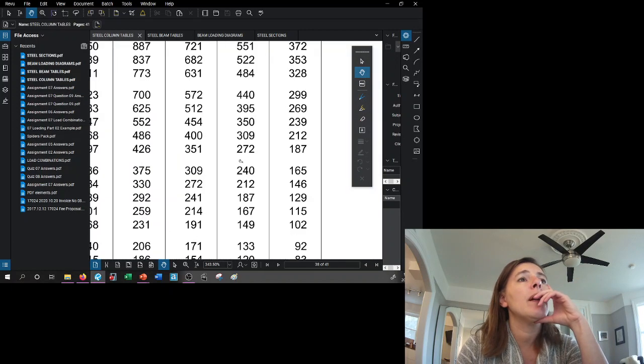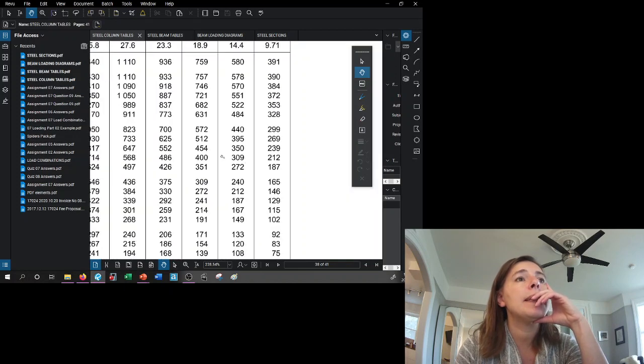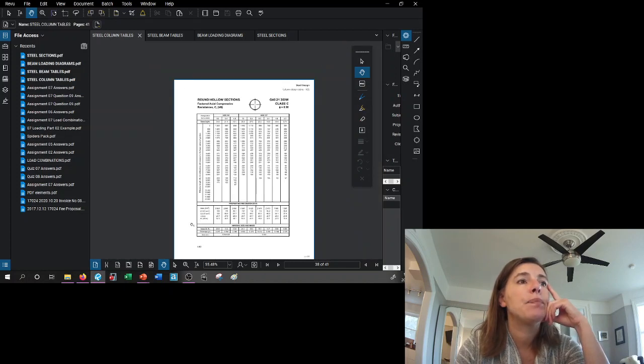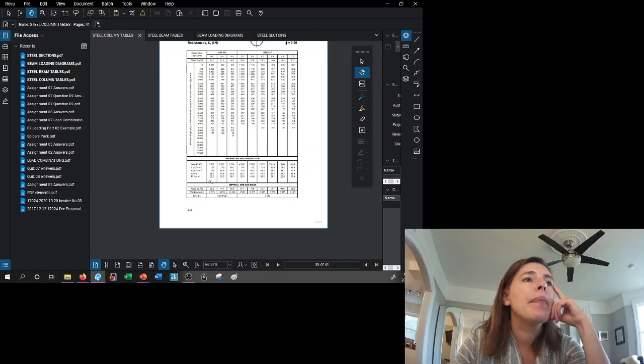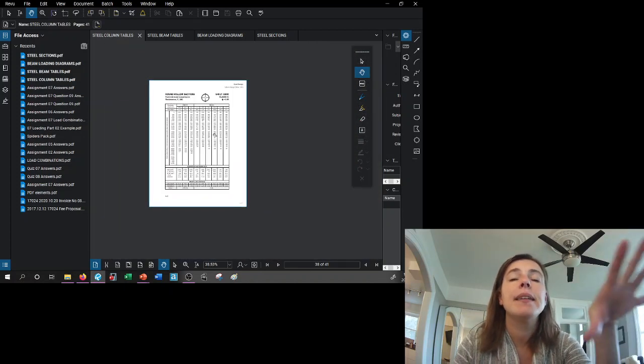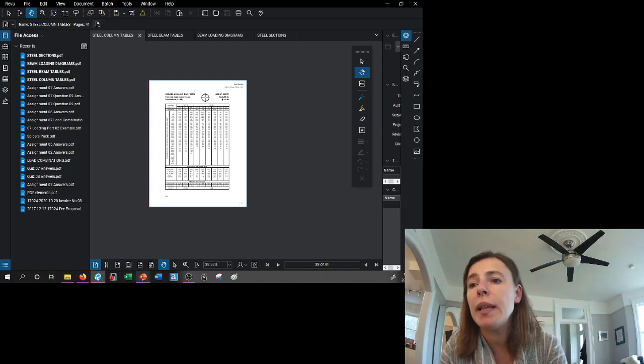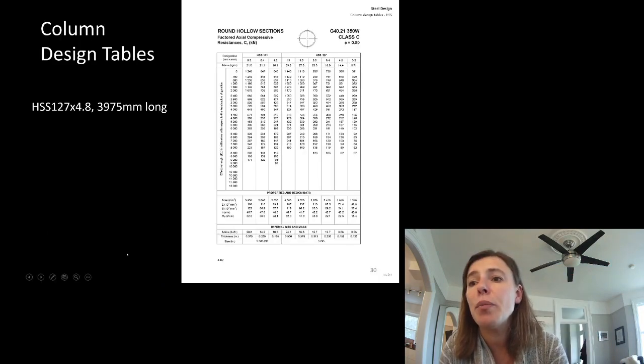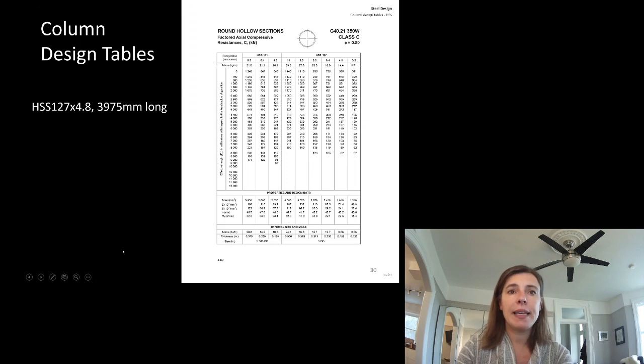If we come over here, we can see that at 3.6 meters, it's got a capacity of 309 kilonewtons. And as it gets a little bit taller, goes up to 4 meters, we've got 272 kilonewtons of capacity. So we're somewhere in between here. There are notes at the beginning of these tables that you can vary linearly in between these. So I've talked to you before about calculating something where it varies linearly between two points.